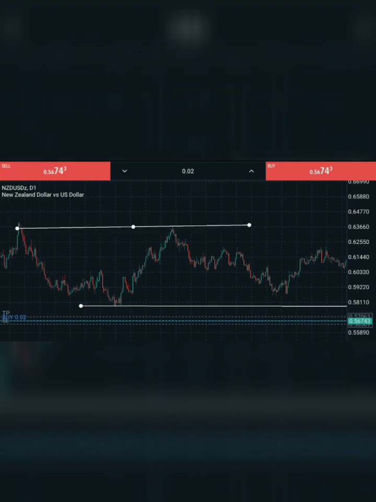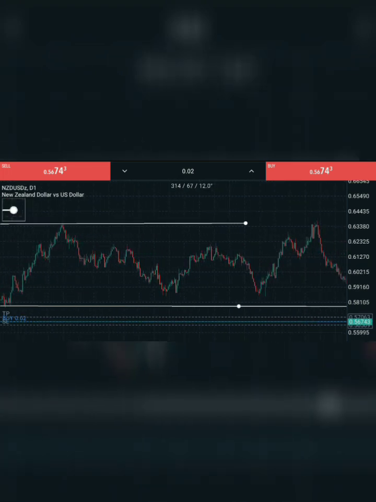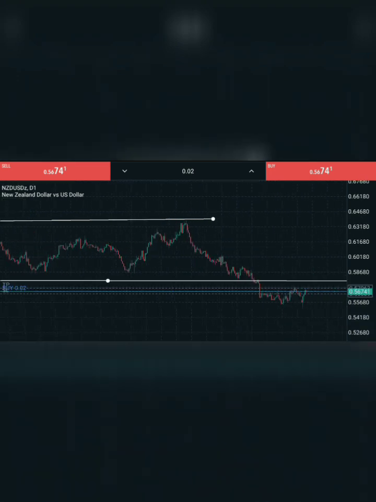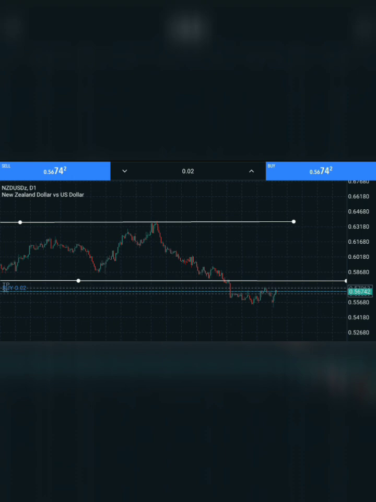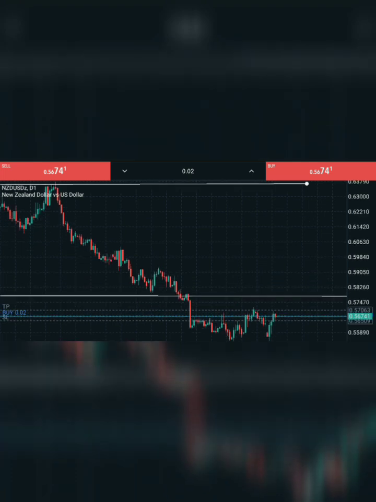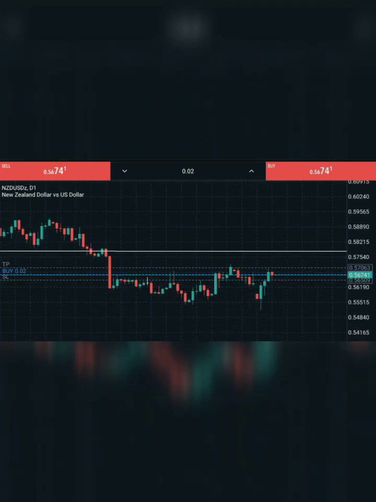So that is how you plot your trend line from the higher time frame. Then you scale it down to the lower time frame. Since these trend lines are here, we're going to use them to predict the market. How am I predicting this market to make the profit I'm making right now?